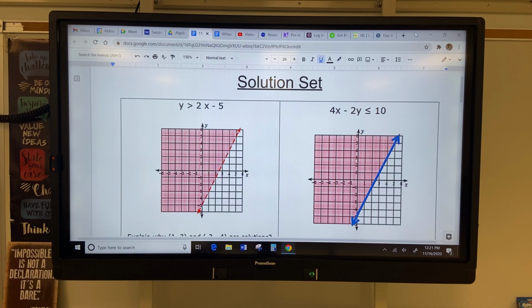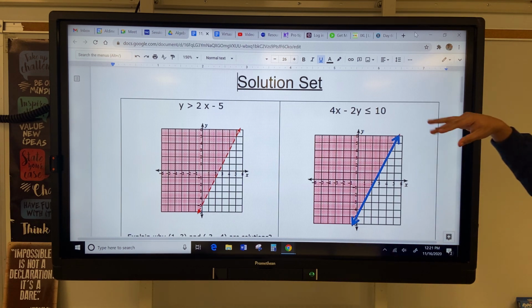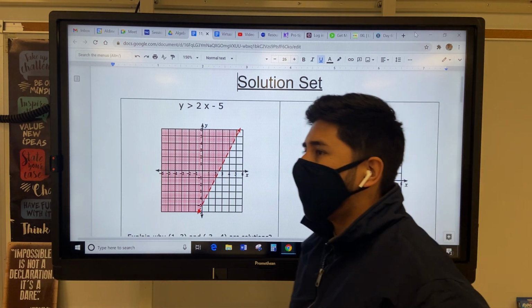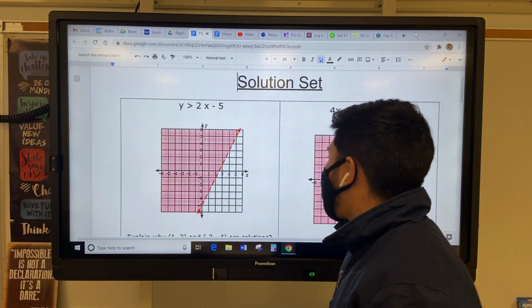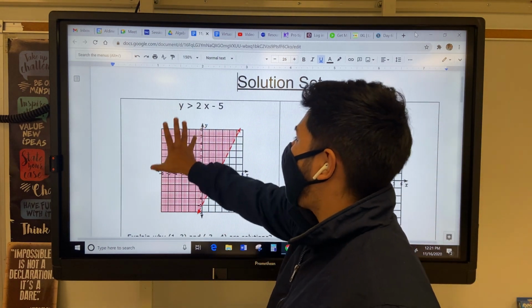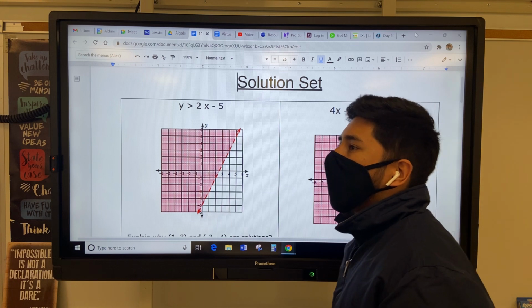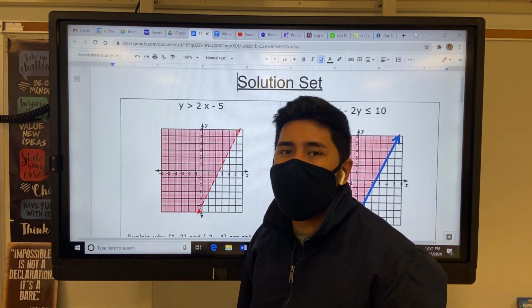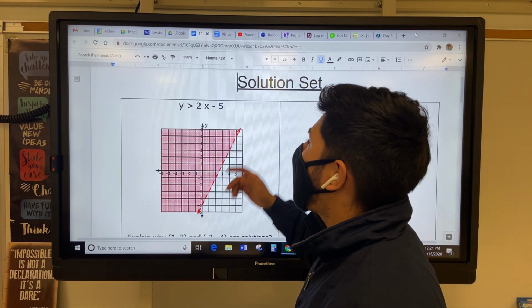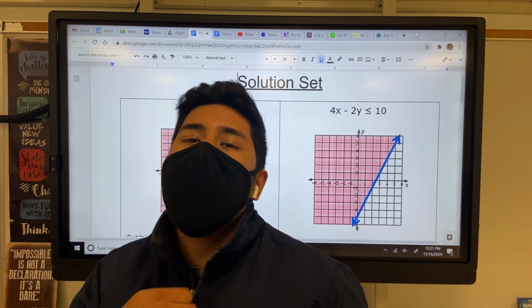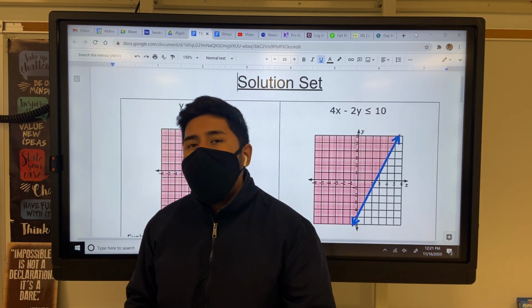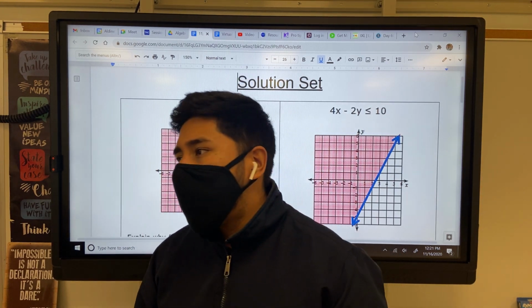All right, ladies and gentlemen, day two, solution set. Doing the exact same thing, just adding a little sprinkle onto this topic. So yesterday we should have learned how to graph the shaded region. If you're not sure what the shaded region is yet, it's called the solution set. That means that's where all my answers belong. That's where any possible way is the way.